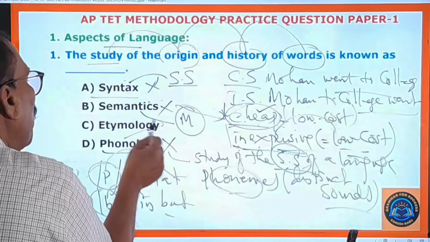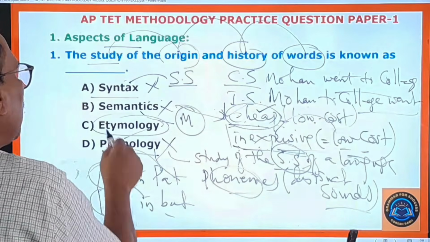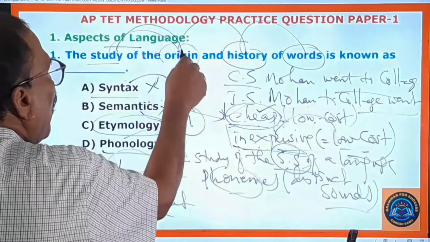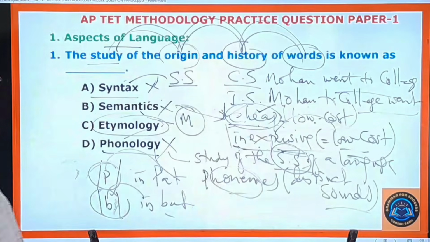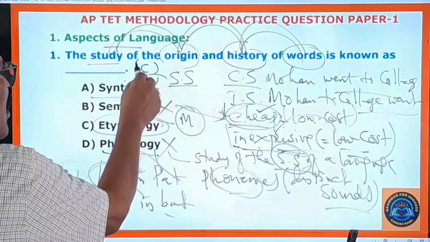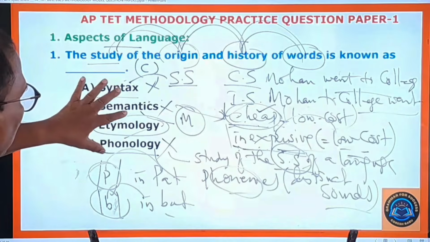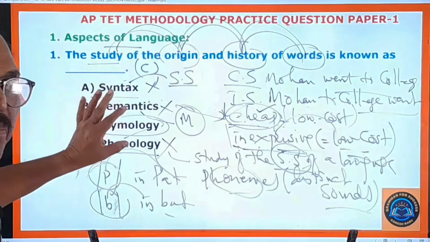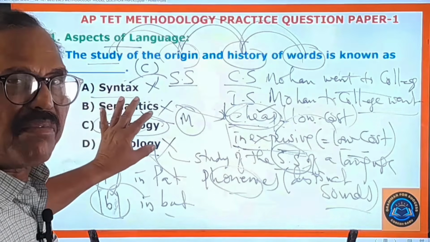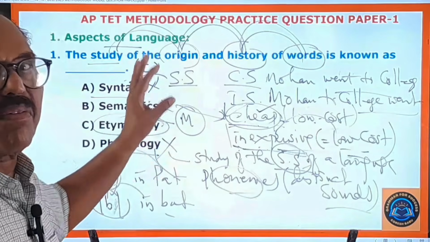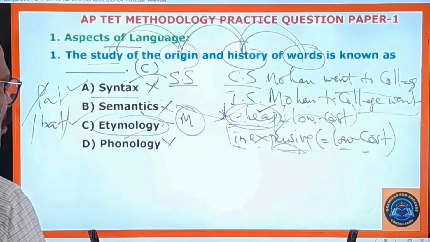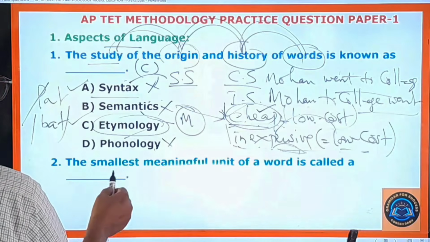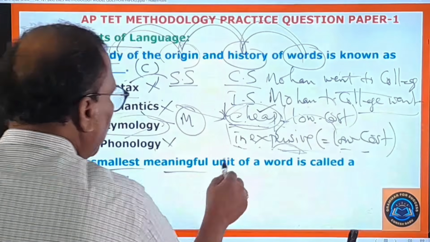Whereas etymology is there. Etymology deals with what? The study of the origin and history of words. So therefore, C is the only right option. I have taken much time to explain all of them because they are very, very important for your TET examination or for your DSC examination. Now you go to the second question. The smallest meaningful unit of a word.